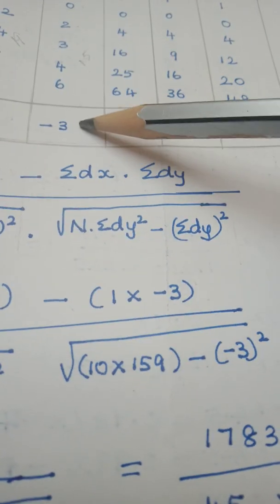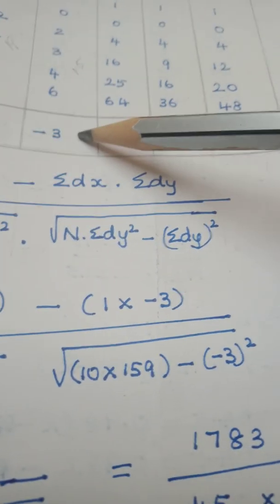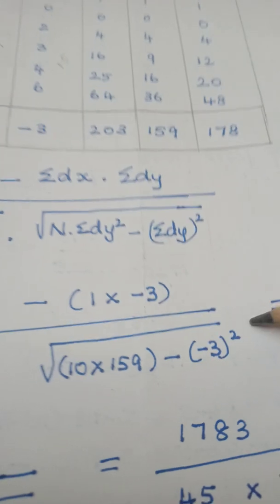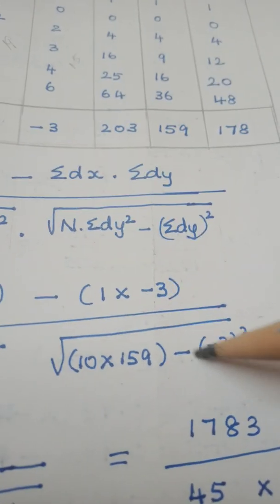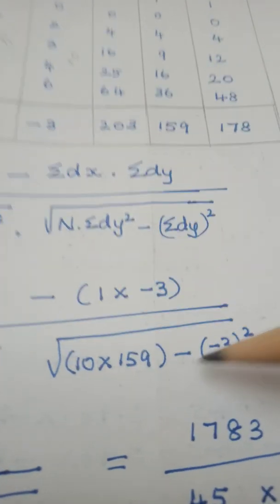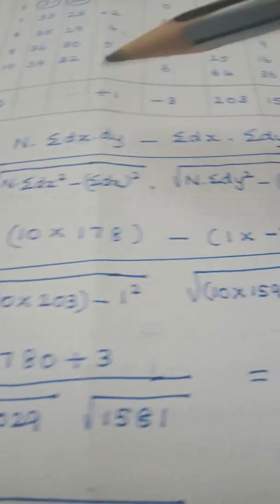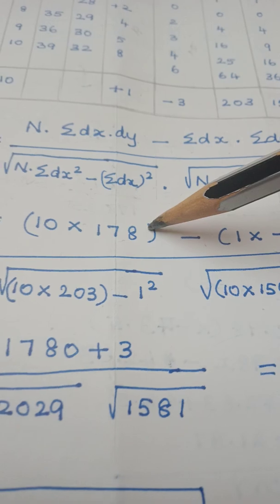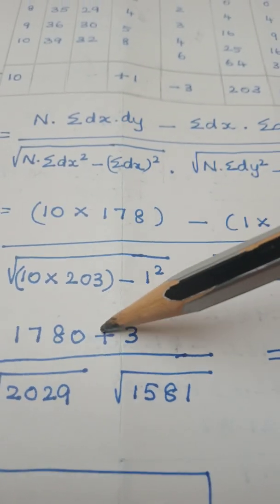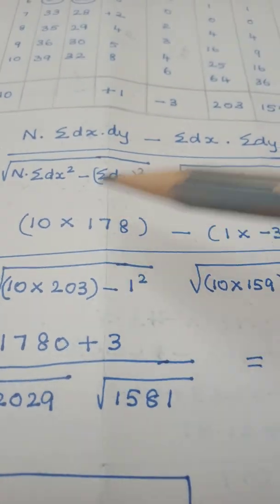Sigma dy, the value of sigma dy is how much? Minus 3. Minus 3, the whole square. Please write this within a bracket because already there is a minus symbol outside. So, minus 3, the whole square. Now, let us simplify that. 10 into 178 is 1780. Just add a 0 at the end of the number.